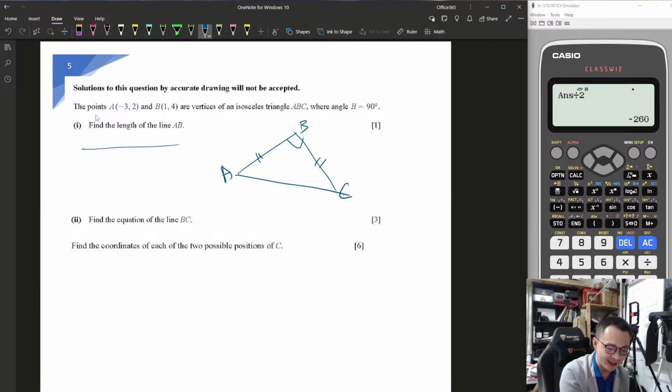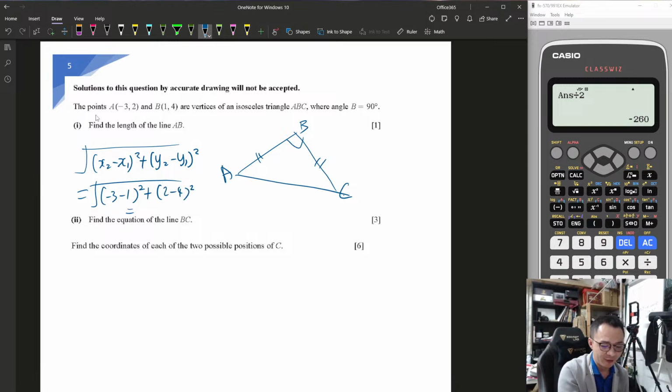Just use the distance formula. So what is the distance formula? It is the square root of (x2 minus x1) squared plus (y2 minus y1) squared, isn't it? This one is the perpendicular formula. Alright, so let's do it. It's basically (negative 3 minus 1) squared plus (2 minus 4) squared. So this one should be 16 plus 4, which is 20. Alright, the distance is just square root 20.